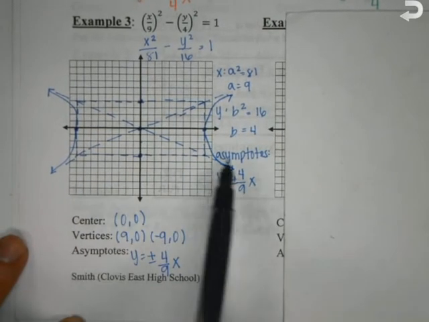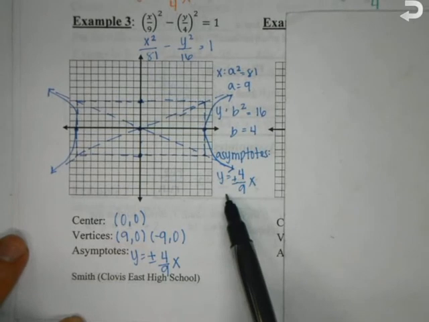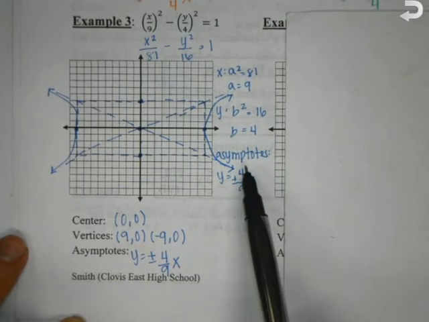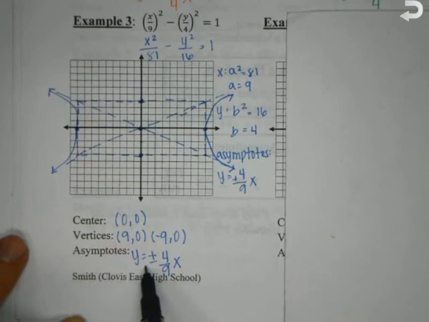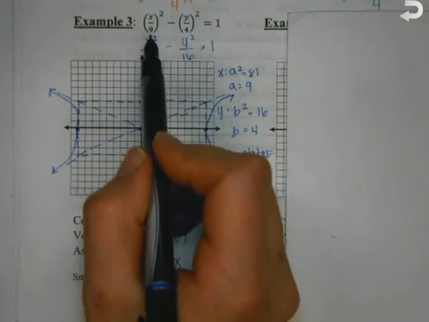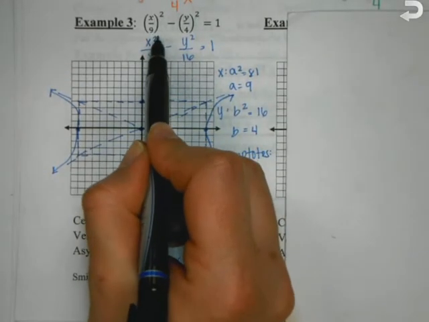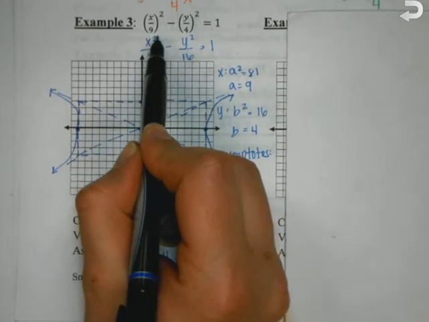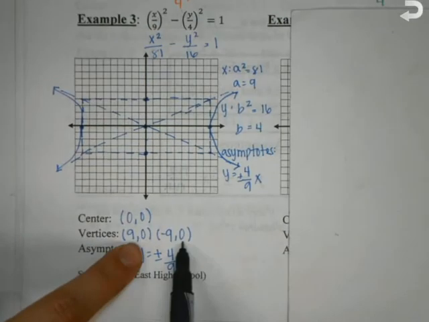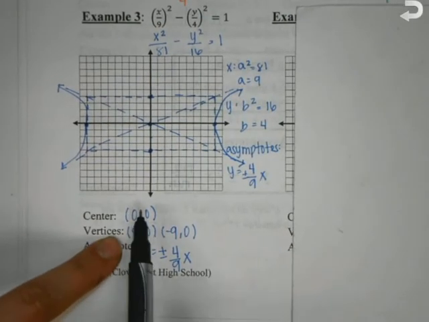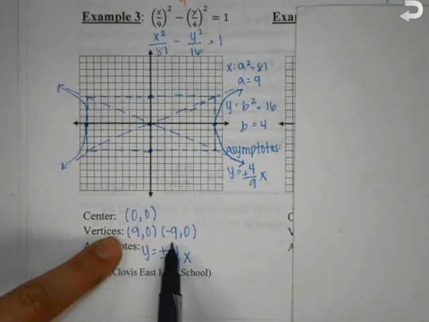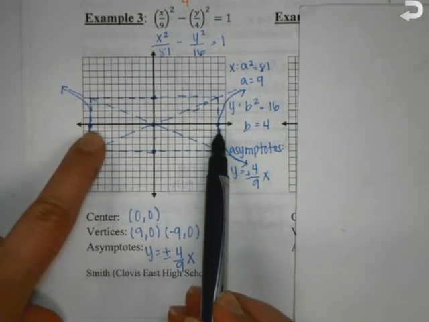My vertices, because x came first, my vertices are on the x-axis, so y does not change for each of those. 0 plus 9 gives me 9. 0 minus 9 gives me negative 9. And that makes sense because that's where these 2 points are. So because x was first, they're going side to side. So as close to the asymptotes as I could get, I drew my hyperbola going side to side.